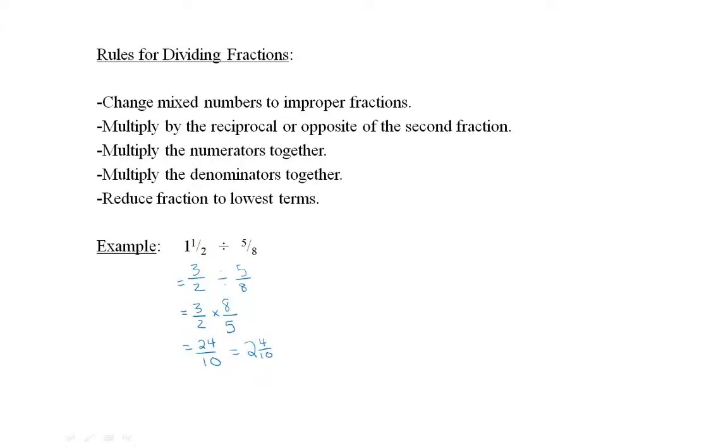We must then reduce the final fraction to 2 and 2 over 5 by dividing 4 by 2 and dividing the 10 by 2. So your final answer will be 2 and 2 over 5.